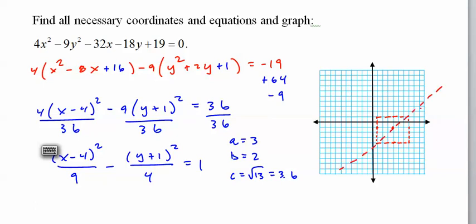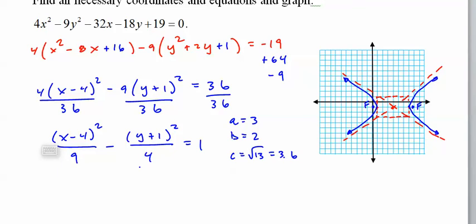Connect the diagonals, which is wrong. Better. And it's horizontal because the x is first. Foci is right about there. That's about it. I'll do the asymptotes real quick.